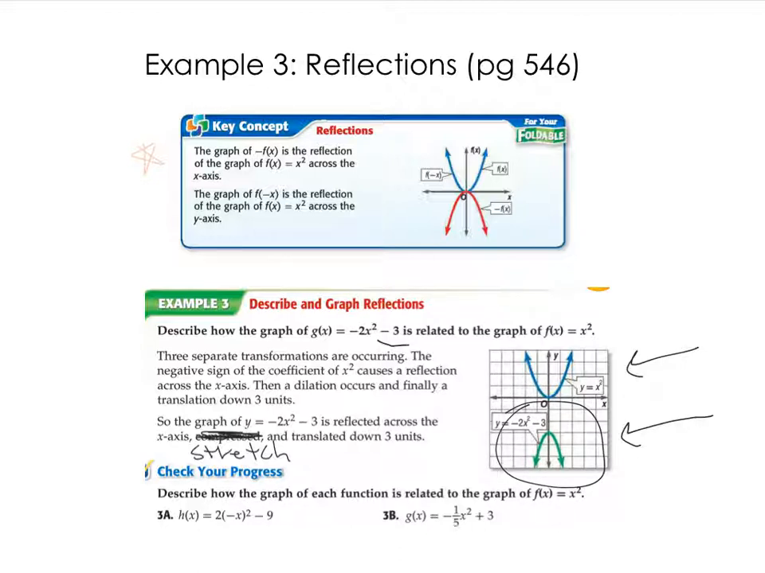Now I would like you to look at 3a and 3b and describe how the graph of each function is related to the graph of f of x equals x squared. So 3a is h of x equals 2 times negative x, the quantity squared, minus 9. And 3b is g of x equals negative 1/5 x squared plus 3. Good luck.